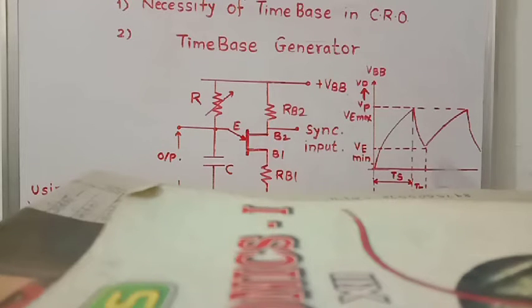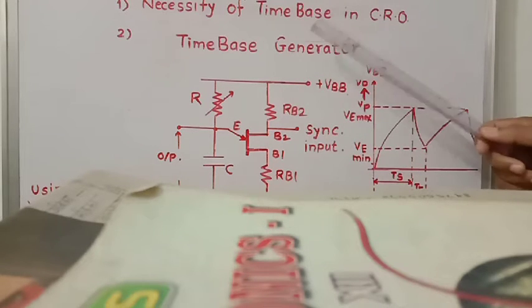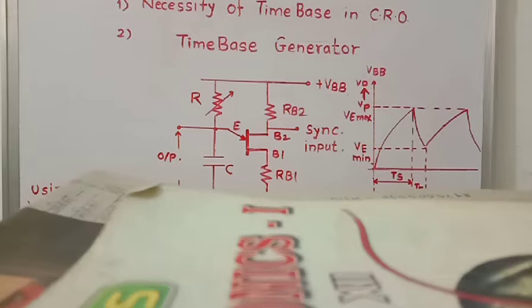Across the screen means in horizontal direction from left to right with constant velocity, and then the spot returns suddenly to its original position, or its starting position. Okay. Then this horizontal deflection voltage is also called sweep voltage, and this sweep voltage is also called time-based signal. This time-based signal is produced by the time-based generator.